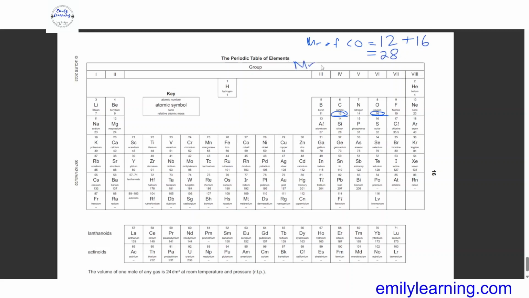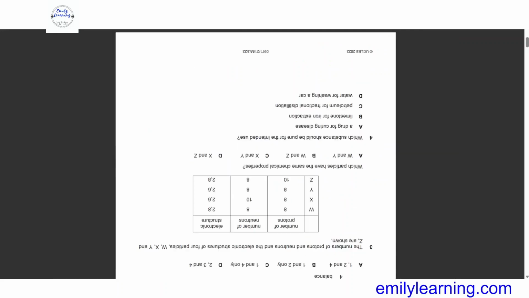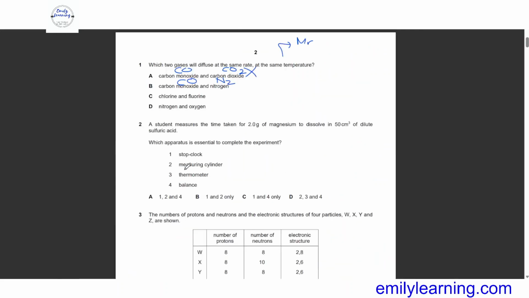How about for nitrogen? Nitrogen contains 2 nitrogen atoms per molecule. So the Mr of nitrogen is 2 times 14, which gives us 28. So in other words, CO and N2 have the same molecular mass. And if they have the same molecular mass, what can we say? Well, they will diffuse at the same rate. So going back to our question again, we know that CO and N2 have the same molecular mass, so they'll diffuse at the same rate. So the answer for this is B.